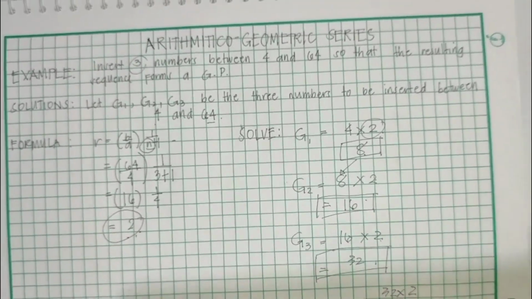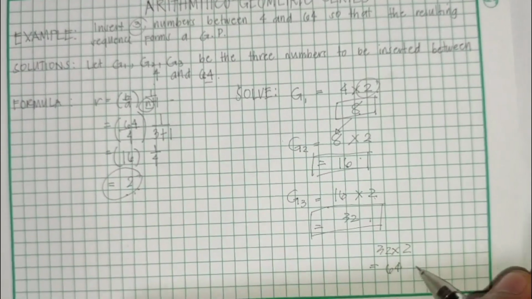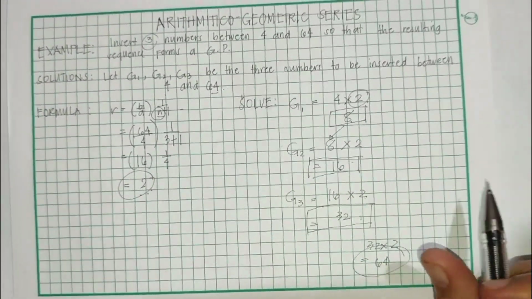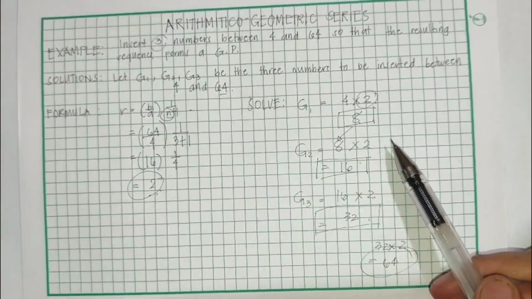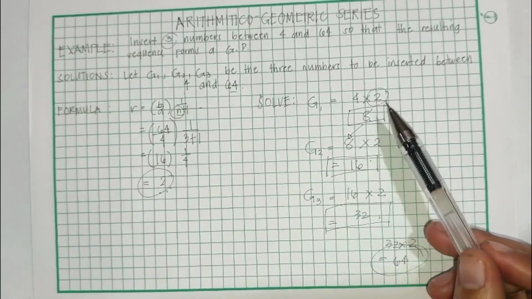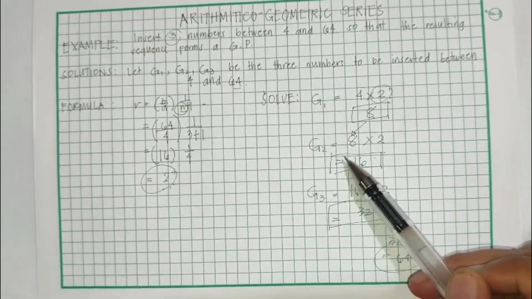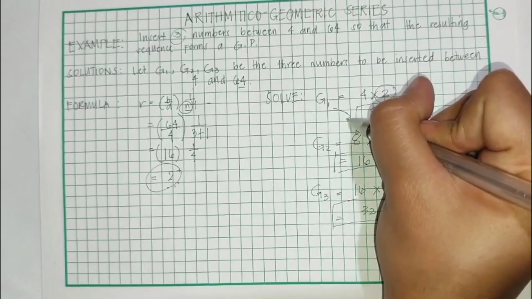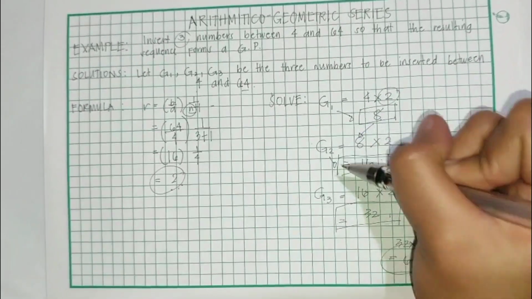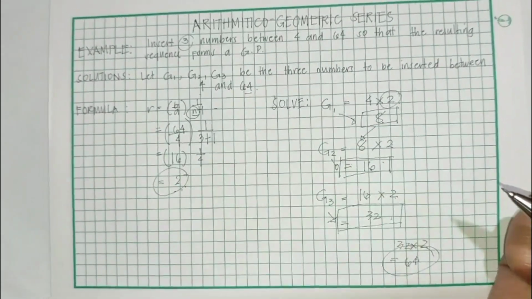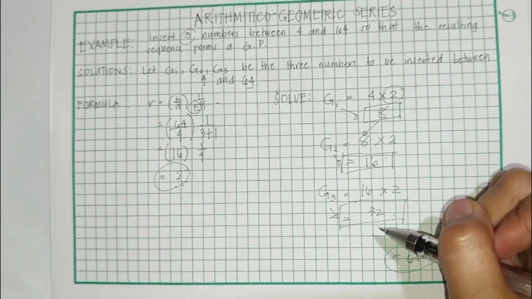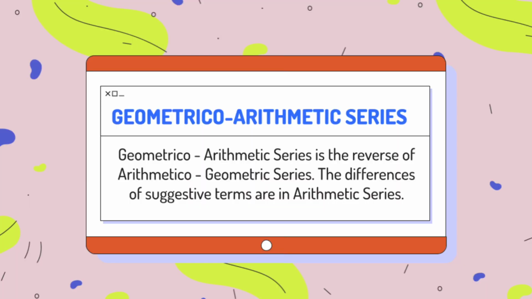And now let's try to check if these are the correct answers that will complete the sequence. So 32 times 2 is equal to 64. Now 4, 8, 16, 32, 64. Geometrical-arithmetic series is the reverse of arithmetical-geometric series. The differences of successive terms are in arithmetic series.